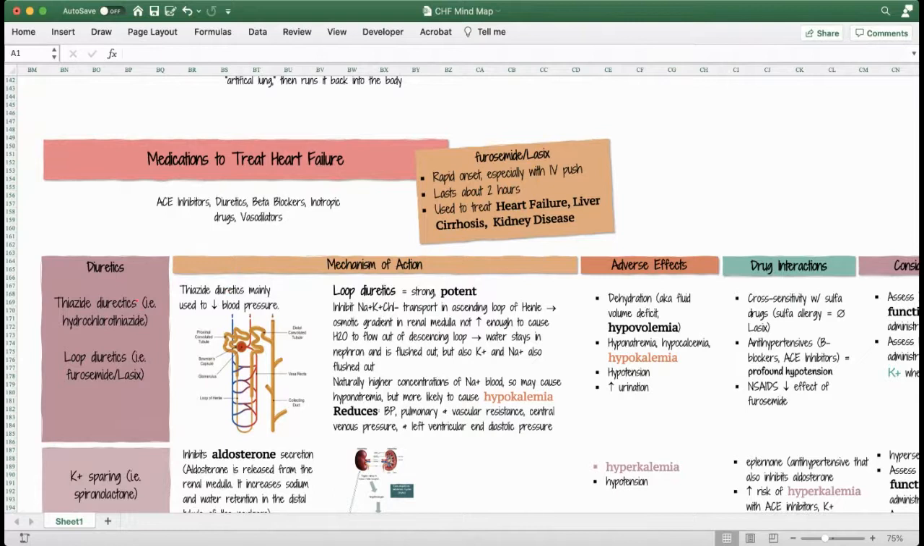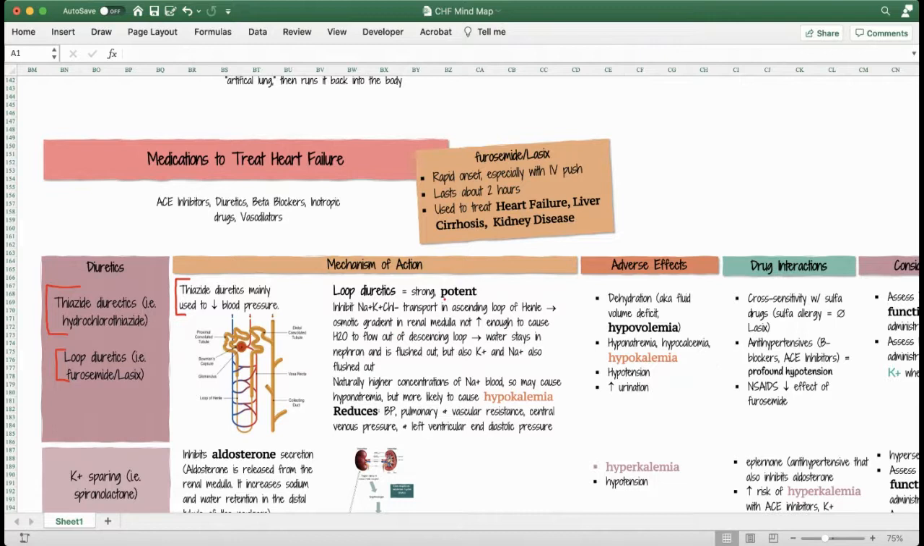You have already focused on thiazide diuretics. The major thing we worry about with thiazide diuretics is the hypokalemia. Right? Keep that in your mind. That's really our big concern. We don't typically use thiazide diuretics for heart failure, we typically use them for blood pressure. They're just not strong enough, really. A loop diuretic, like furosemide or Lasix, is much, much stronger.